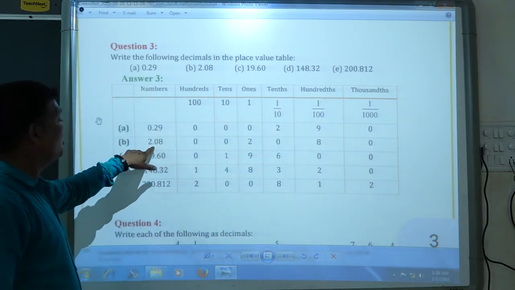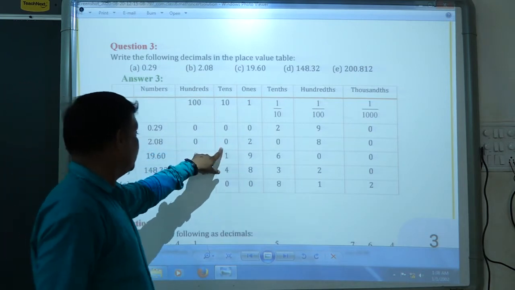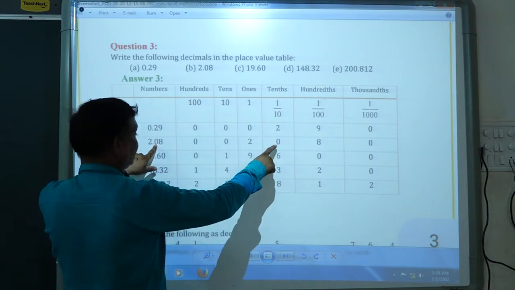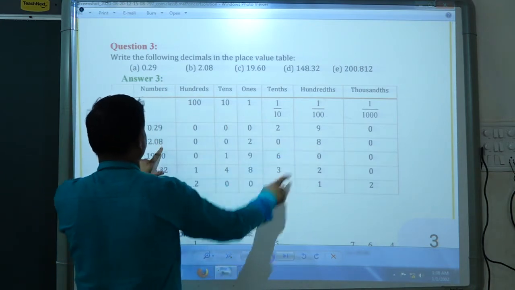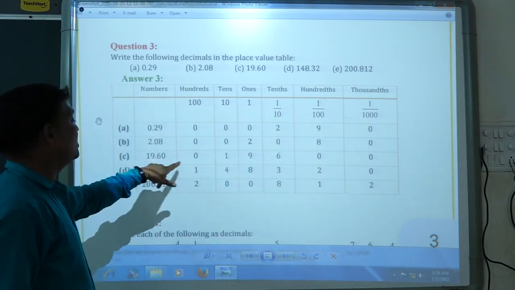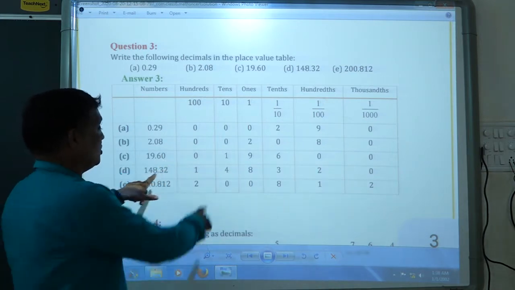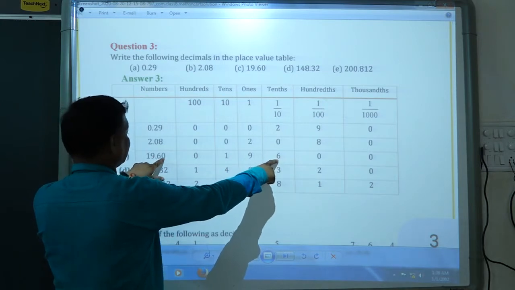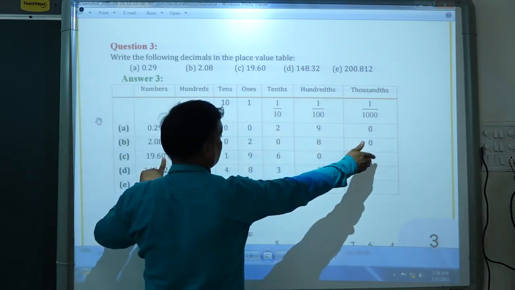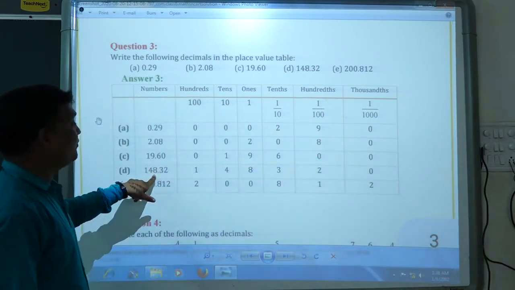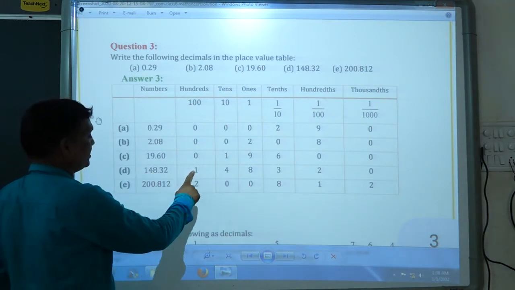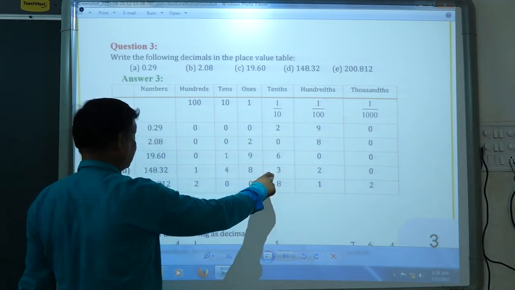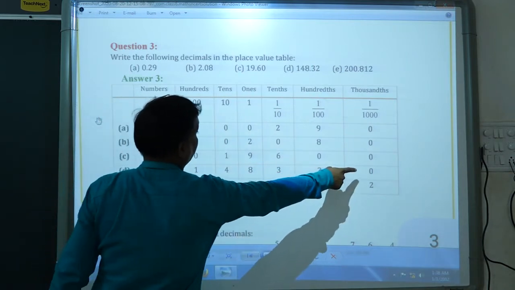Next question, 2.08: 0 hundreds, 0 tens, 2 ones. In the tenths place there is 0, and in the hundredths place 8. Next question, 19.60: there are 0 hundreds, 1 tens, 9 ones, 6 tenths, and 0 hundredths, which means nothing. Next, 148.32: 1 hundred, 4 tens, 8 ones, 3 tenths and 2 hundredths.